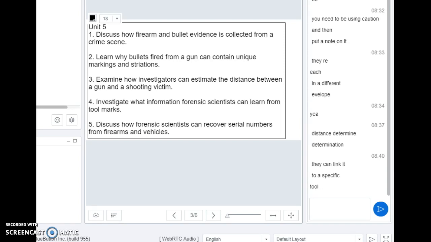Anything else? All right, so that's it. Unless you guys have something to add, those were the Unit 5 objectives.